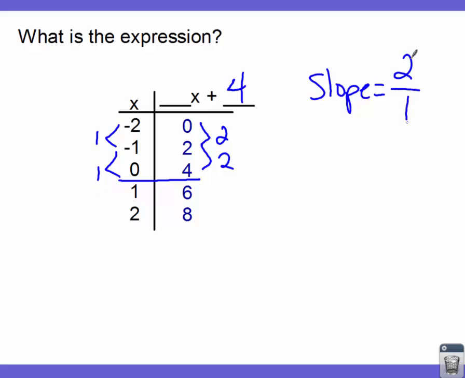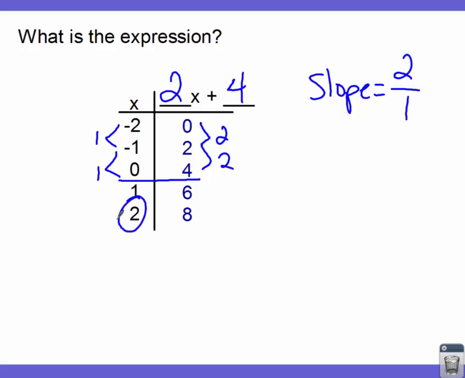So our slope then is 2 divided by 1, which is just 2. Now, a truly intelligent person is going to find a way to check their answer. And yes, there is a way to check your answer here. You just take any one of these x values, any one except for 0, and plug it into x and see if it works.